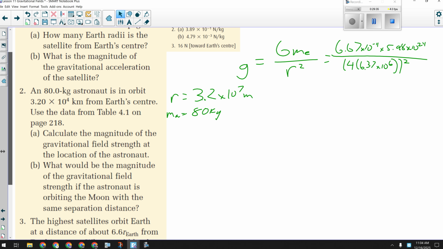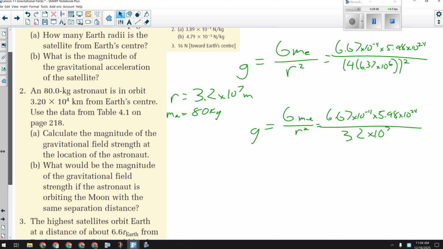Calculate the magnitude of the gravitational field strength at that location. So that goes back to this: big G times the mass of the Earth over r squared. Still 6.67 times 10 to the minus 11, 5.98 times 10 to the 24 because it's the Earth, and then we divide that by 3.2 times 10 to the 7, squared.